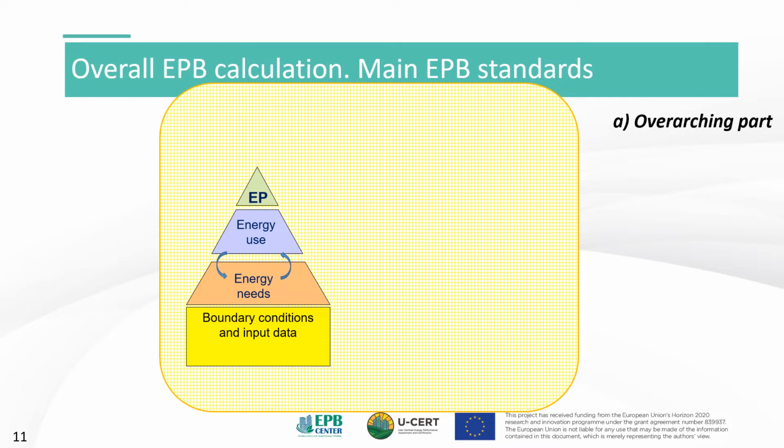So that brings us to the scheme of the overall energy performance of building calculations. And for that we use the pyramid, which we use normally as a simplified illustration of how these EPB standards are interconnected. So the overall energy performance of the building is the top of the pyramid, and in order to assess this overall energy performance, you need to collect the energy use for the different systems, and the energy use can only be calculated if you know the energy needs for heating, cooling, ventilation, lighting and so on. And in order to calculate that, you need to know the boundary conditions and the input data.